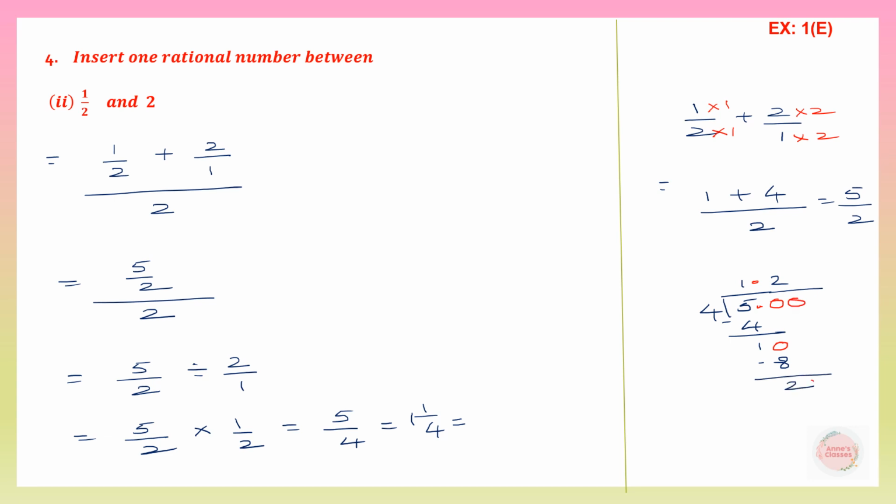So bring that 0 also down. Now it's 20. 4 fives are 20. So minus 0. So if you have to insert a rational number between half, or 1 by 2, and 2, the answer is 1.25. So you can have your answer in the form of a mixed number like this, or if you require, you can put it in the form of a decimal number.